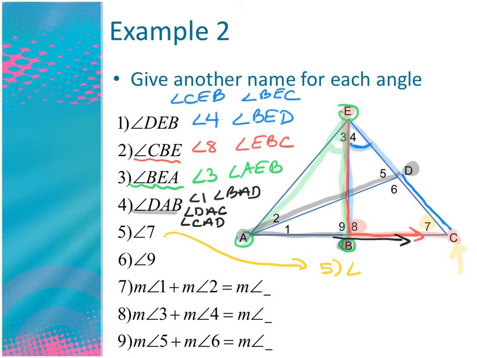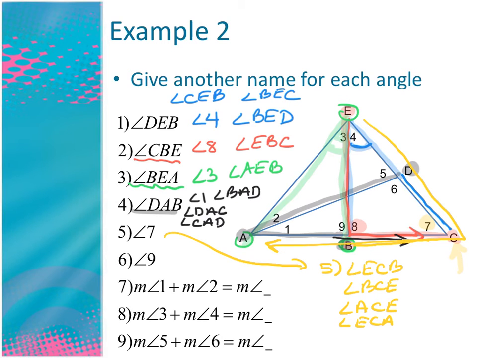BCB. So I could go here to here to here. I could reverse that and put BCE. I can also have kept going. I could call it angle AE or ACE. I could also call it ECA.